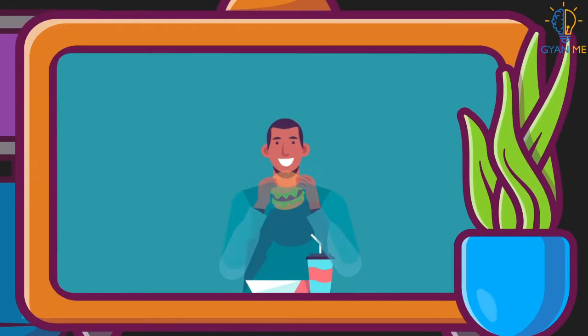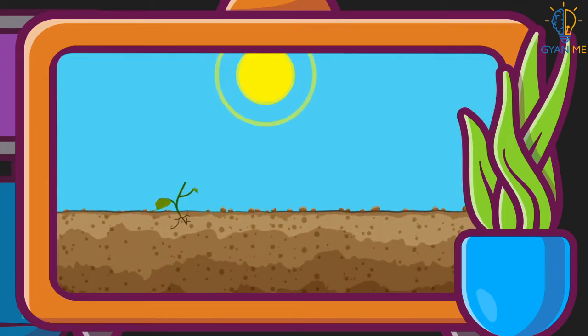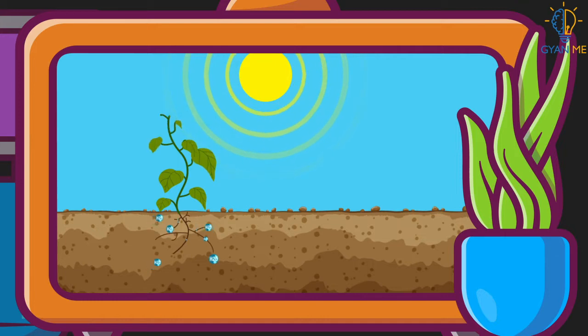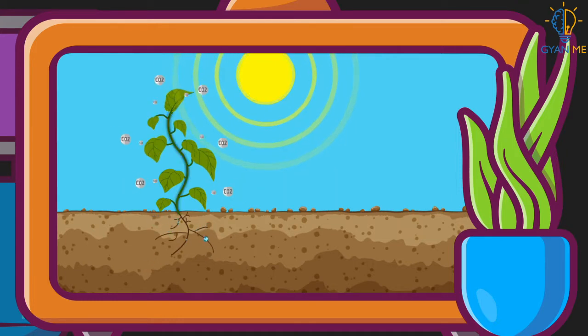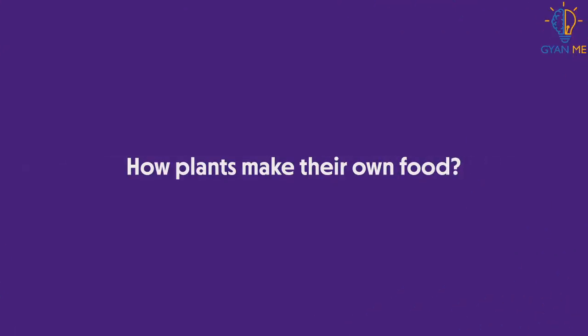Hello students, in our previous video, we learnt about nutrition and its various modes. We also learned that plants are autotrophs and have an unusual power of making their food on their own with the help of sunlight. Today, let us see how plants make their own food.